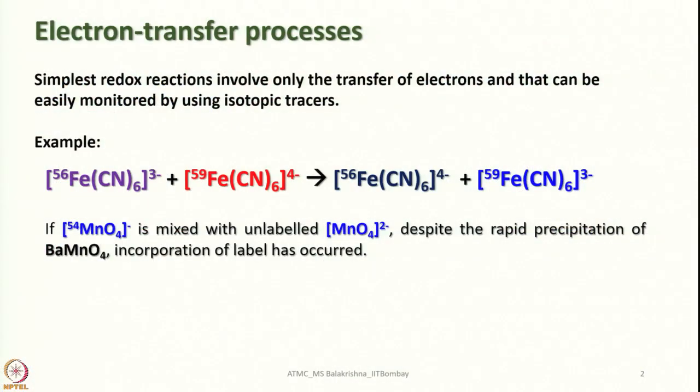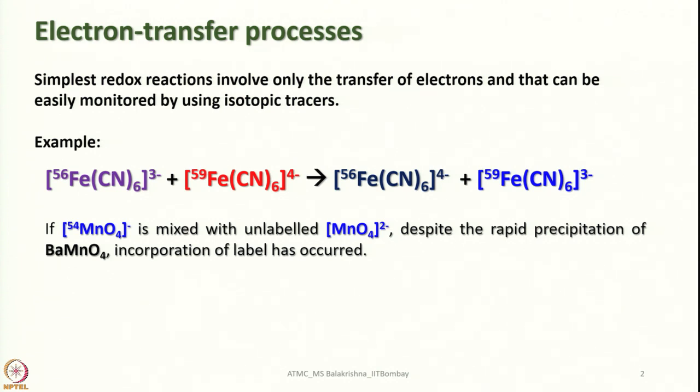Today let me start talking about electron transfer process. This is one of the very important processes. This also we call redox process. What is redox process? Let us look into it. The simplest redox reactions involve only the transfer of electrons, and that can be easily monitored by using isotopic tracers.